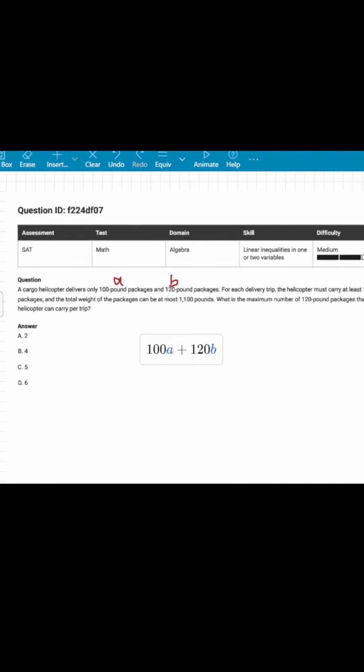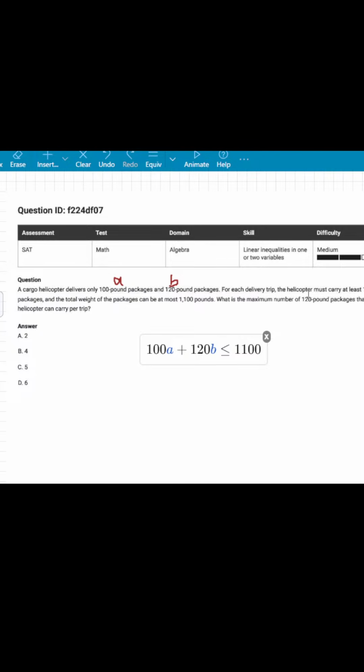Now, this has to be less than 1100. So let us also write that down. Less than equal to 1100. Okay. So this tells us the relationship between the total weight carried and each of the individual weights. So A number of 100-pound packages and B number of 120-pound packages, and that should be less than equal to 1100 pounds.